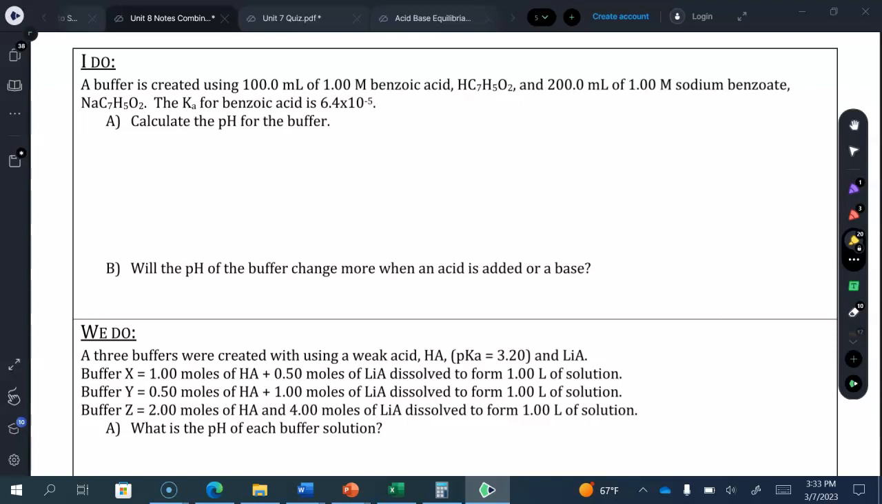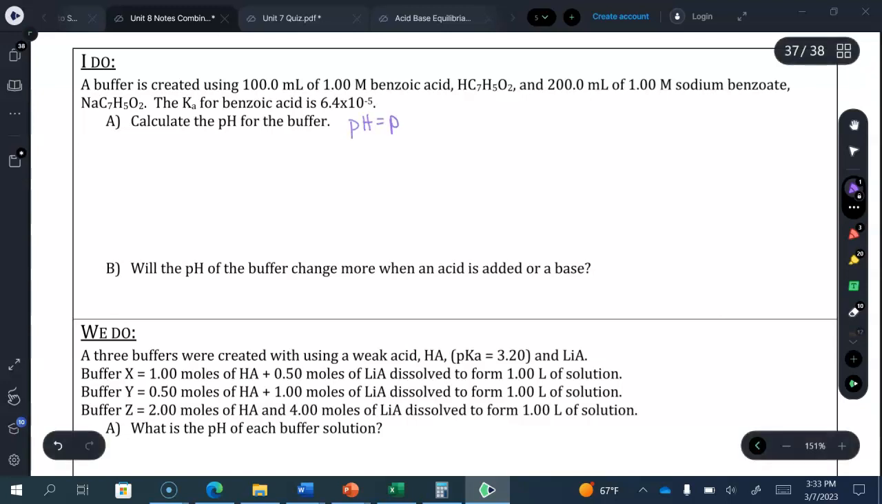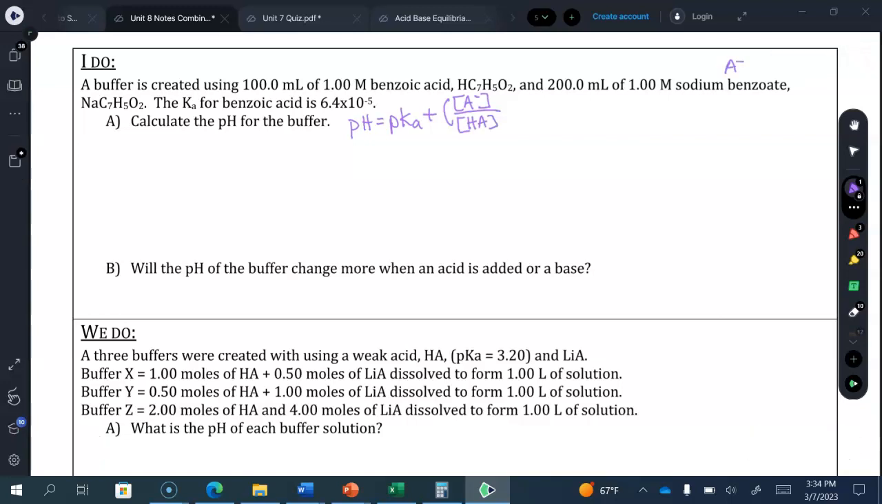The Ka for benzoic acid is 6.4 times 10 to the negative 5. Okay, our first task is to calculate the pH for the buffer. Using the Henderson-Hasselbalch equation, we need to know the new concentrations, because we're mixing two different volumes of two different solutions. So we need to know the concentration of the conjugate base and the acid, where the conjugate base is the sodium benzoate, so this is A minus, and the acid, my apologies, is the benzoic acid.